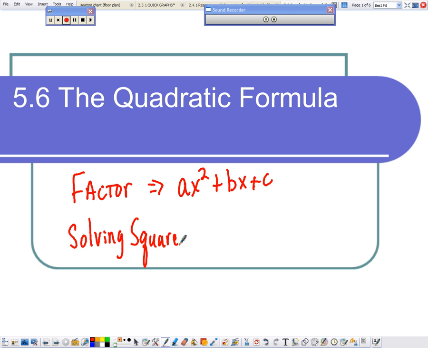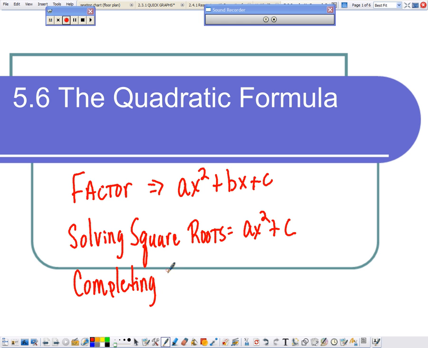And whenever we're solving for square roots, remember, we can only have the x squared term. Okay. We cannot have any bx term in there. Otherwise, we can't do it. And then the other option we looked at yesterday was completing the square. And remember, when we're completing the square, this will work on all problems that the previous ones don't work on. Okay? All right. Another option to that is the quadratic formula.